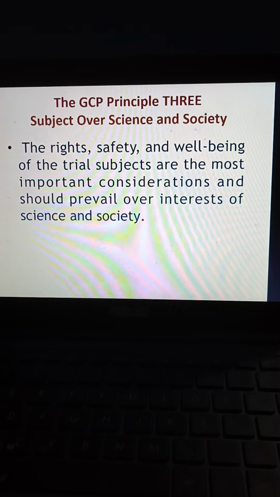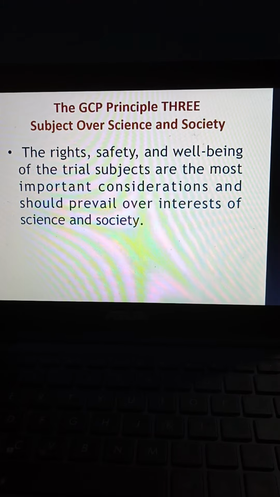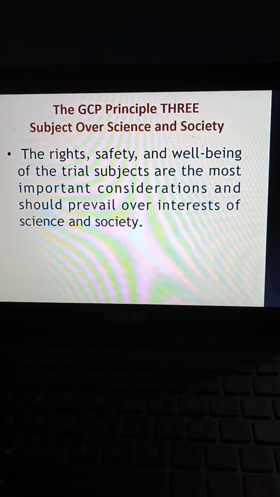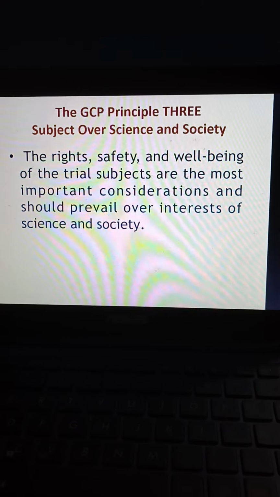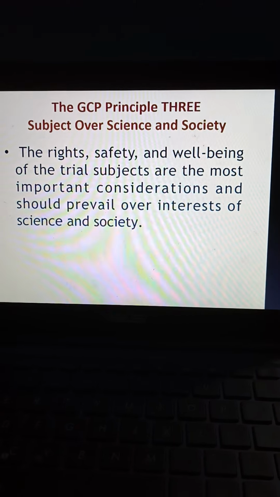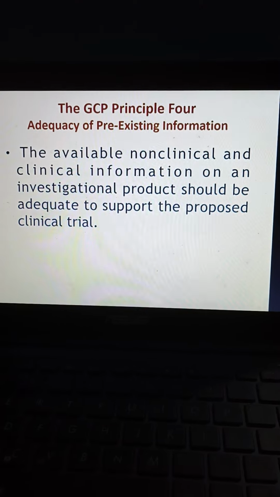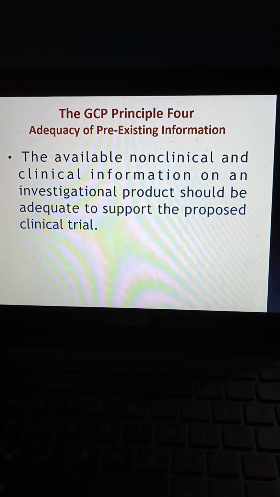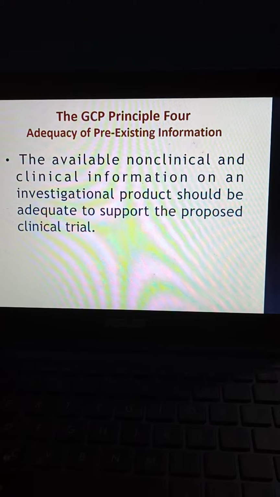Then the GCP Principle 3: Subjects over Science and Society. The rights, safety, and well-being of the trial subjects are the most important considerations and should prevail over interests of science and society.